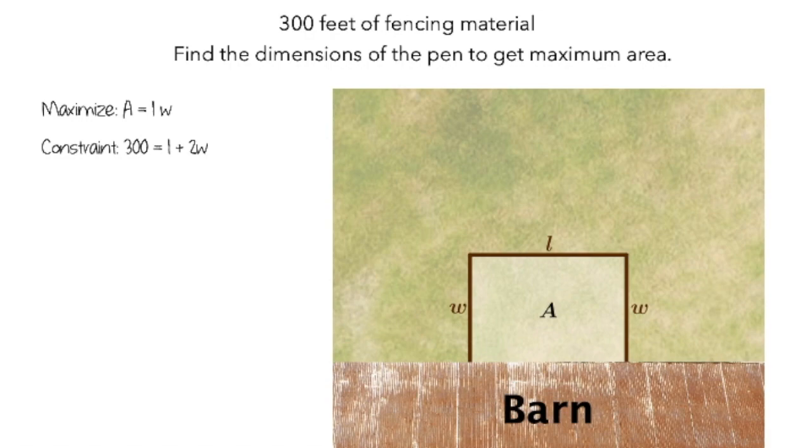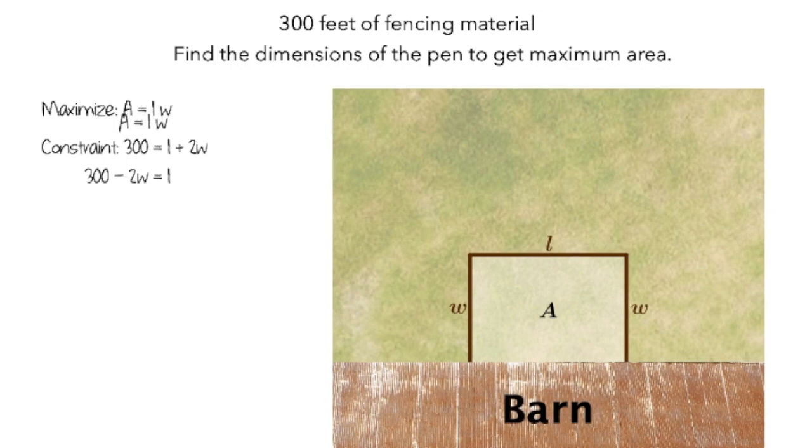Now, we have two equations and two variables. We'd like to have everything in terms of a single variable. So what can we do next? The general strategy is to try to write one variable in terms of the other. For example, we could take our constraint equation and rearrange it. So now L equals 300 minus 2W.